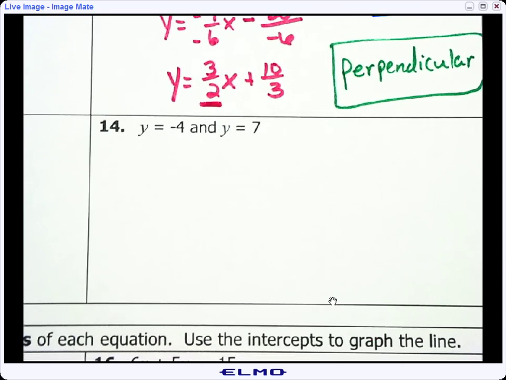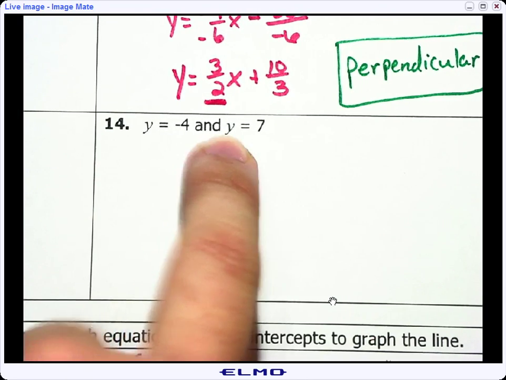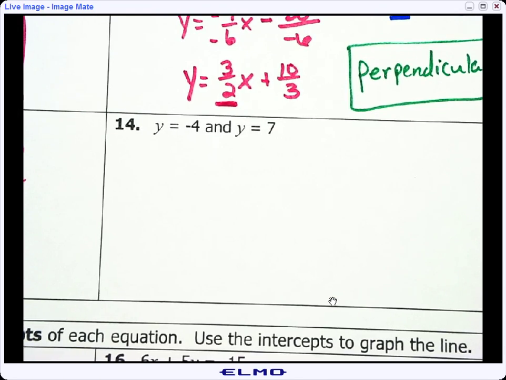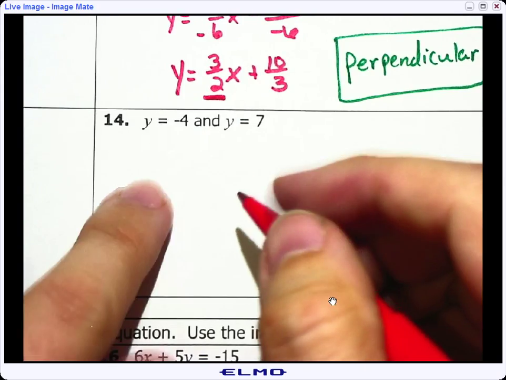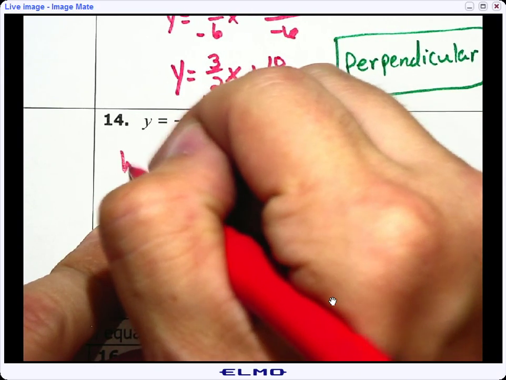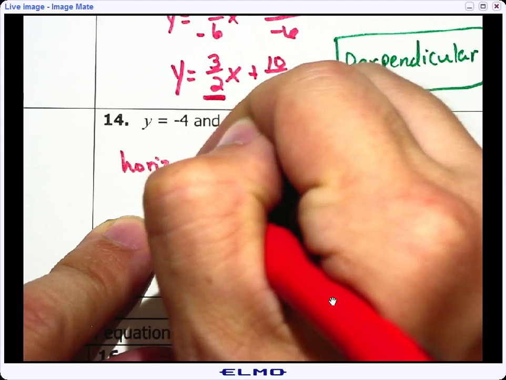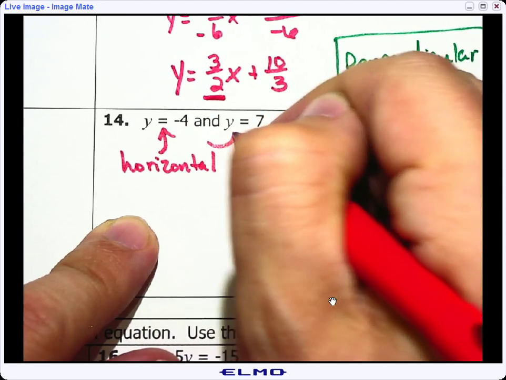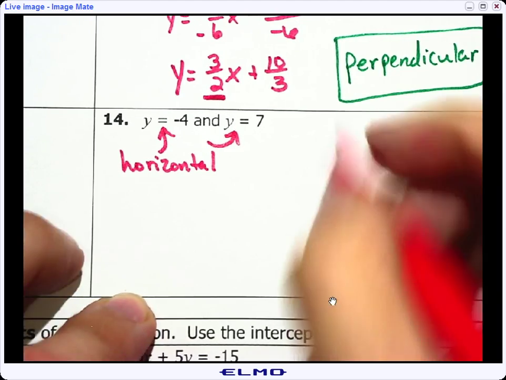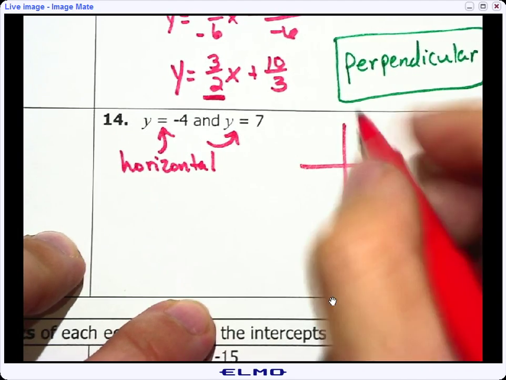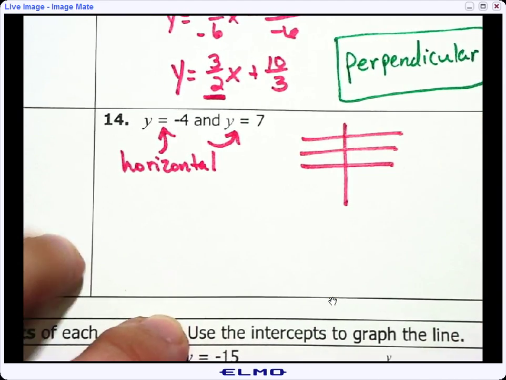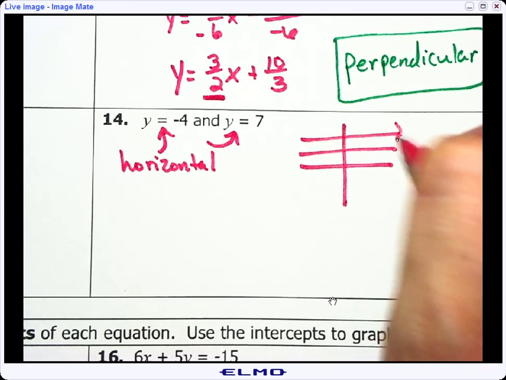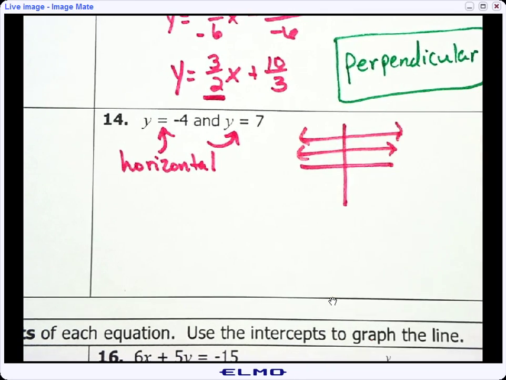All right, number 14, we have two special cases. y equals a number, y equals a number. Remember, on a graph, y equals a number is a horizontal line. So this line is horizontal, this line is horizontal. On a graph, if you have two lines that are horizontal, they're never going to intersect. So guess what that makes the lines? Parallel.